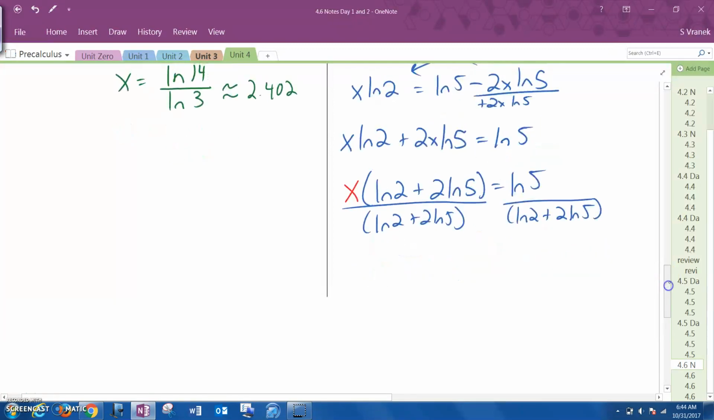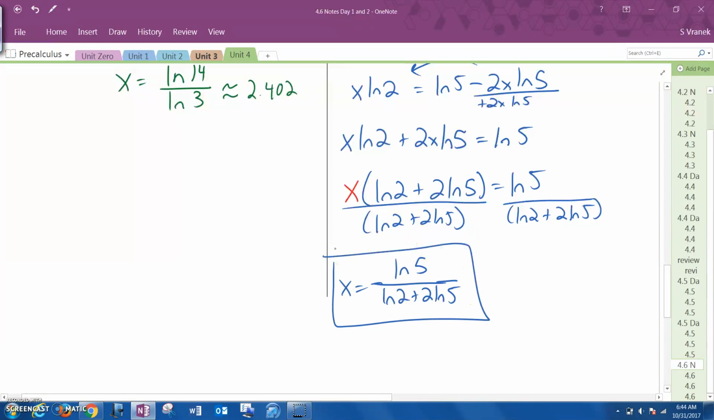So my final answer is x is equal to the natural log of 5 over the natural log of 2 plus 2 natural log of 5. That is the exact answer. So if I ask for the exact answer, you can just leave it like that.